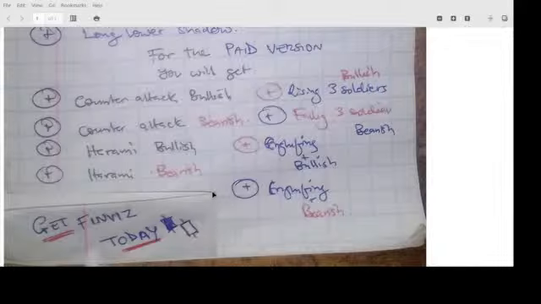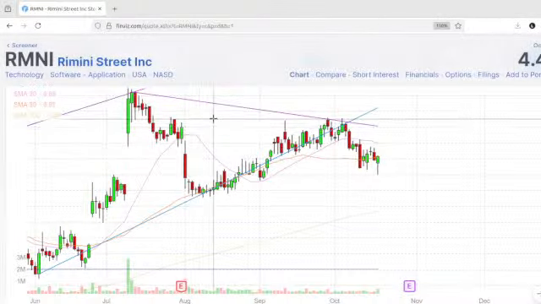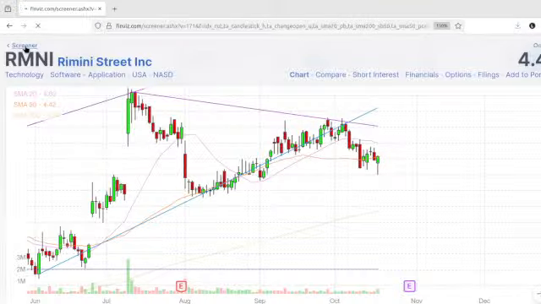So that's what you want. You want to get the paid version of Finviz because with the paid version, you will get more candlestick patterns. That's what's going to happen. Now we're going to try and use another pattern.